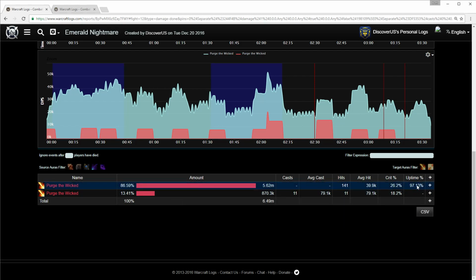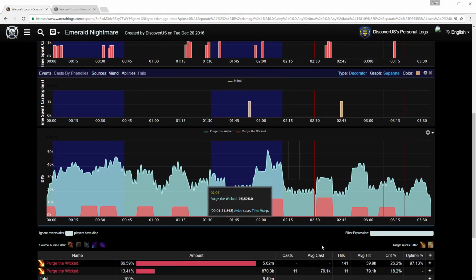I had 97%, and anything over 95 or so is relatively good. Obviously, the closer to 100, the better, but you're not always going to have 100. There's going to be times where it does fall off for a few seconds.